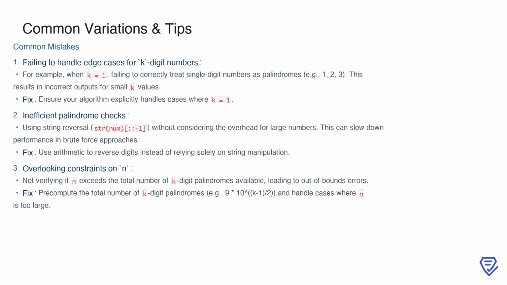Lastly, overlooking constraints on n is a critical error. For example, if n exceeds the total number of k-digit palindromes, your code may run into out-of-bounds errors. To prevent this, pre-compute the maximum number of k-digit palindromes, such as using the formula 9 times 10 raised to the power of (k-1)/2, and make sure to handle cases where n is too large gracefully.